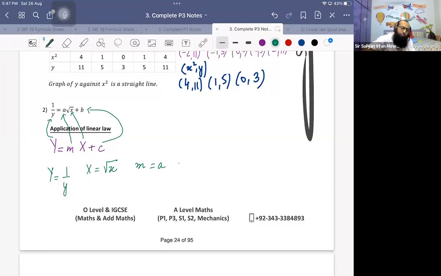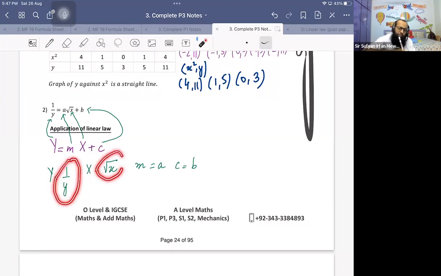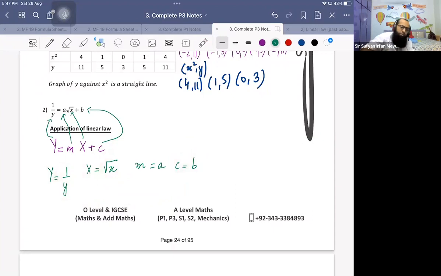So over here, the 1 upon y intercept is b. Usually the c is called y intercept. But now, because we are plotting the graph of 1 upon y against root x, the intercept we call will not be y-intercept, rather it will be 1 upon y-intercept. So the name of the intercept depends upon what we take on the vertical axis.